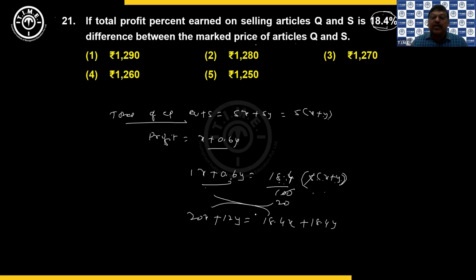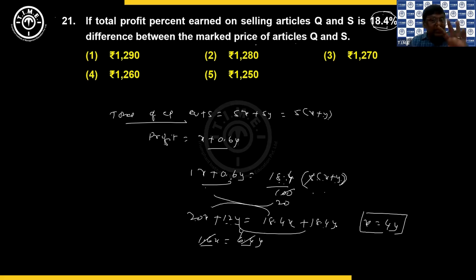Students, if you bring this side, 20x minus 18.4x will be 1.6y. 6x equals 12y goes to the other side. 18.4 minus 12 will be 6.4y. 1.6 times 4 is 6.4, which means x is equal to 4y. Now if x is equal to 4y, we can solve this, only for this question.